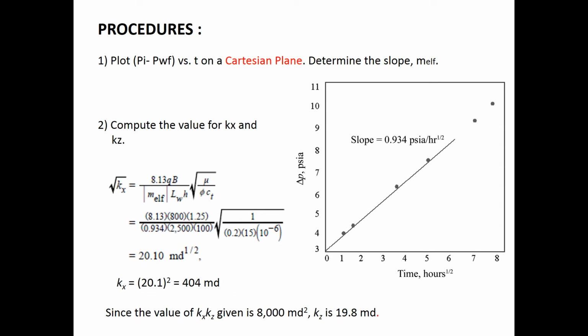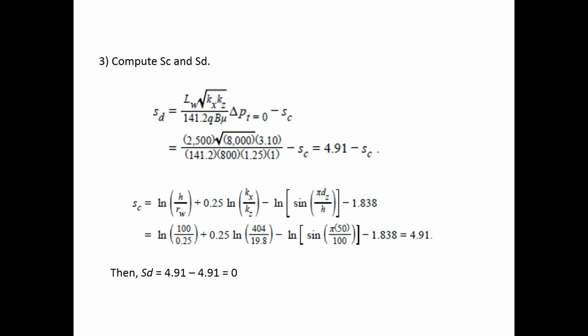By using the equation of the gradient, we get kx equal to 404 md. And since the value of kx over kz is given as 8000, the kz is calculated as 19.8 md. Then, we calculate the values for SC and SD. The value of SC is 4.91 and the value for SD is 0.